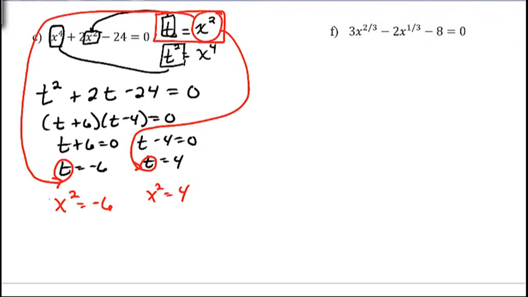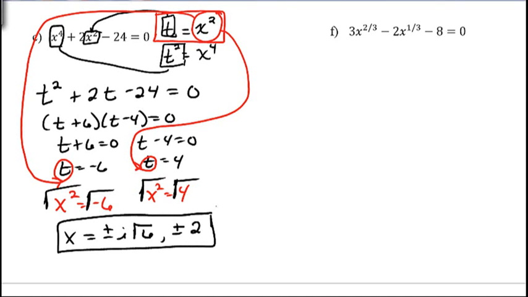Then to finish solving these, we take the square root on both sides, and that gives me x is equal to plus or minus. We have the square root of negative 6, so that's going to be plus or minus i times the square root of 6. Taking the square root on both sides of this one gives us plus or minus 2. So again, we have four solutions because we have a fourth degree polynomial: positive i times the square root of 6, negative i times the square root of 6, positive 2, and negative 2.